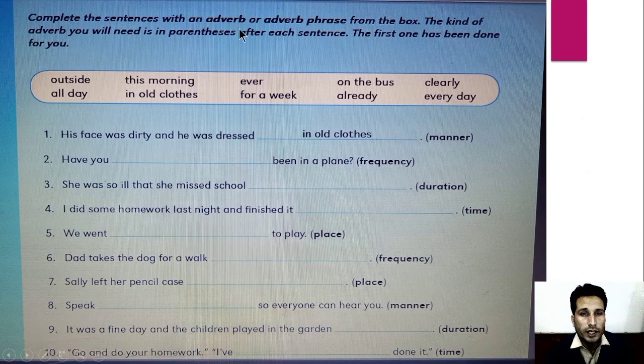Complete the sentences with an adverb or adverb phrase from the box. The kind of adverb you will need is in parentheses after each sentence. So in the parentheses you have been given the type of adverb and you are supposed to fill the blank with the same type of adverb. His face was dirty and he was dressed in old clothes. So the first one has been done for you. Fill the rest of the blanks yourselves.